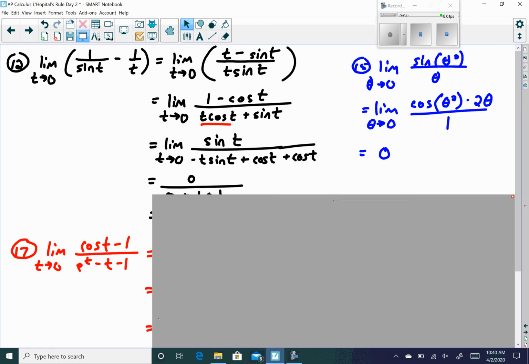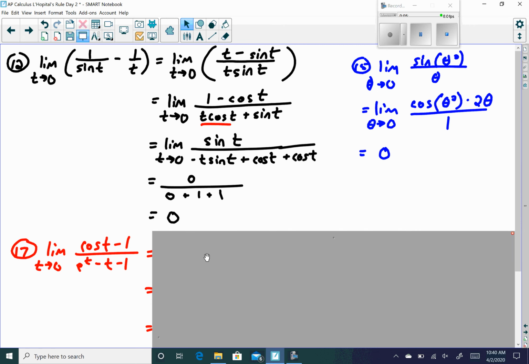We're going to get a 0 over 0 plus 1 plus 1. So we get a 0 over 2, which is just 0. In number 15, this cannot be written as a sine square theta. It's just sine of theta squared in that quantity here.